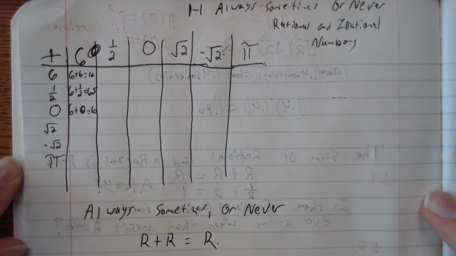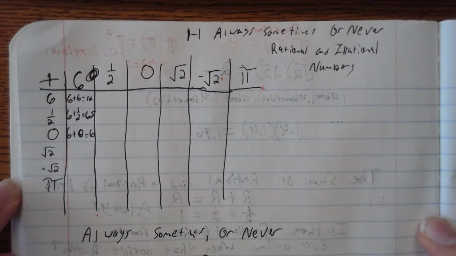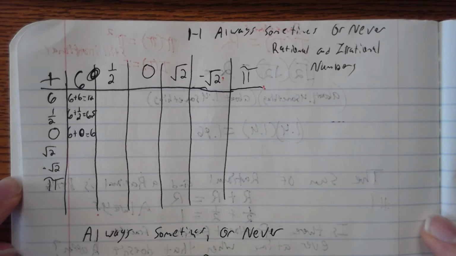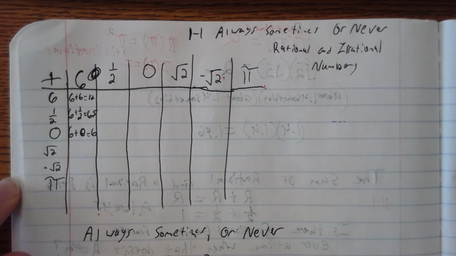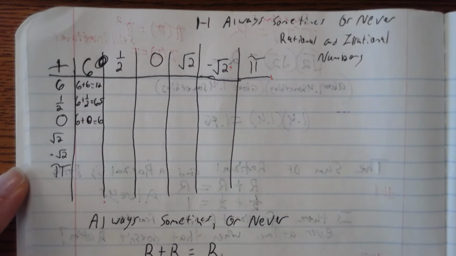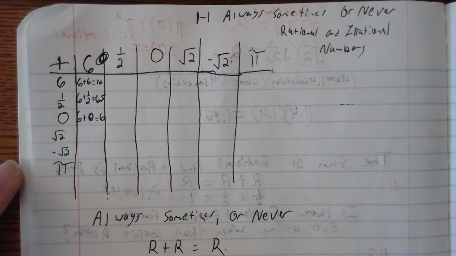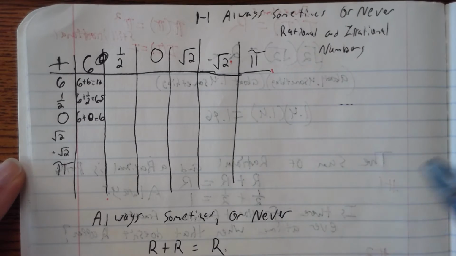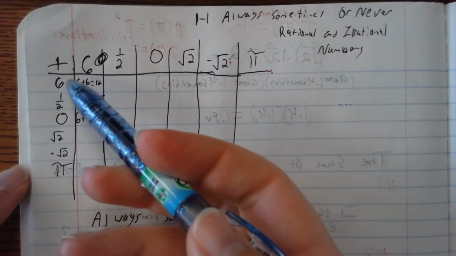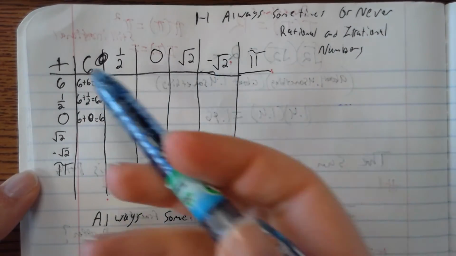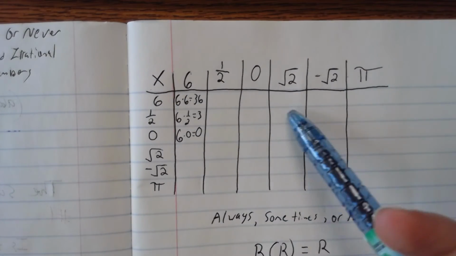Okay, so we're going to talk about the assignment in Learning Set 1 in the Learn About and Practice It section. It's assignment 1-1, always, sometimes, or never, rational and irrational numbers. On that assignment, you'll see a table at the top of the page. One has numbers that are being added, and another has numbers that are being multiplied.